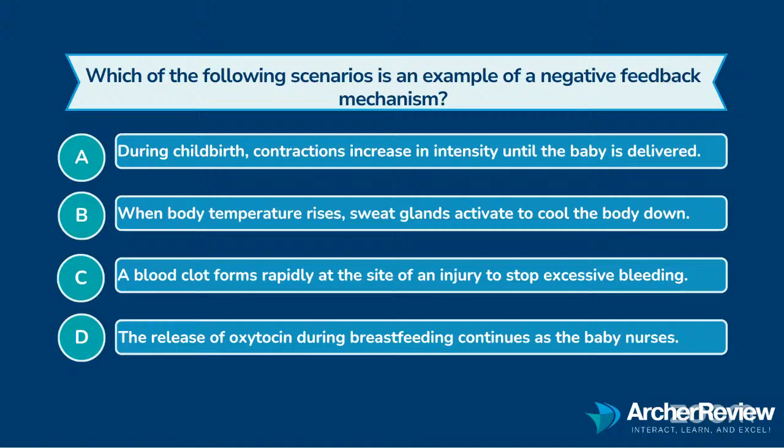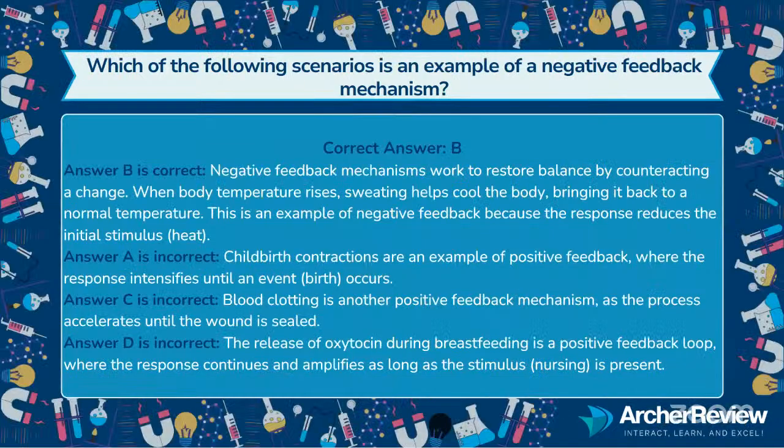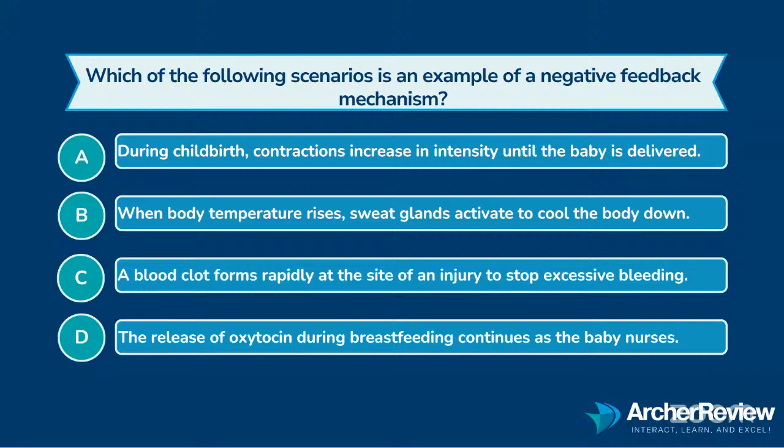Welcome back. How'd we do? B. B is our correct answer. B is our example of a negative feedback mechanism. Let's take a look. When body temperature rises, sweat glands activate to cool the body down. Remember, negative feedback is trying to get us back in balance. That is the goal of negative feedback.